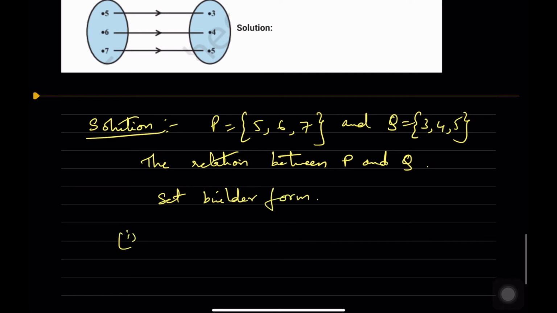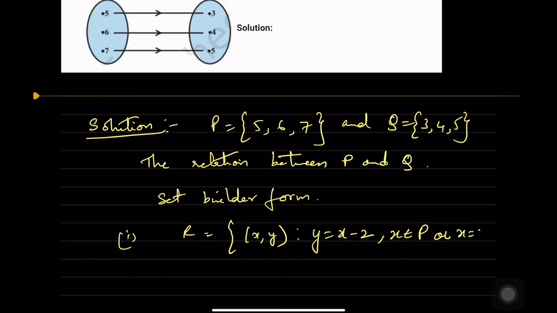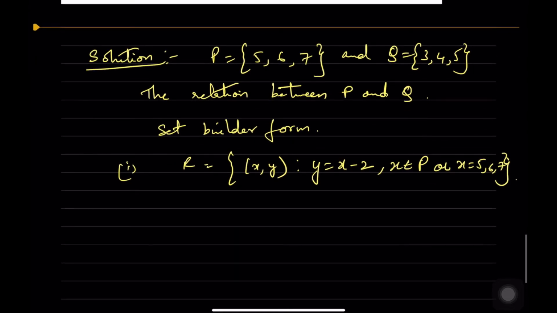That is the first one which we have in that. So R is equal to the set of all (x, y) such that y is equal to x minus 2 for all x belongs to P, or x is equal to 5, 6, 7. So these are all the values which x takes. So you can write it in this way: x belongs to P or x is equal to 5, 6, 7. So therefore this is the set builder form.